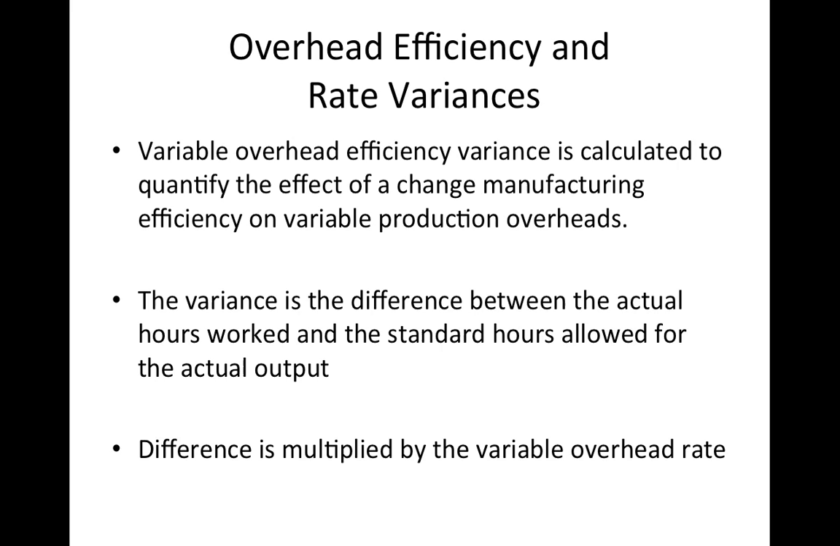For further explanation on these variances, we're going to start with the variable overhead efficiency variance, which is calculated to quantify the effect of a change in manufacturing efficiency on variable production overheads. And for even more explanation, the variance is the difference between the actual hours worked and the standard hours allowed for the actual output, and the difference is multiplied by the variable overhead rate.